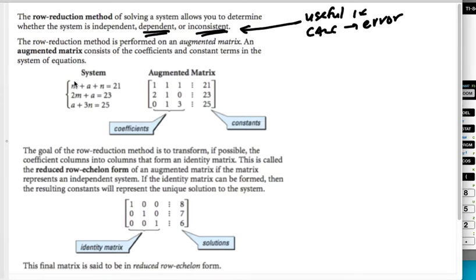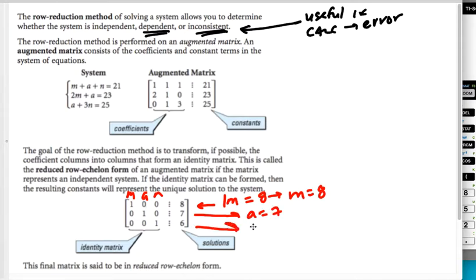So you can see in this problem that the variables were m, a, and n, right? So m, a, and n. So what this top row actually says is 1m plus none of the other two letters equals 8. Well, look, that tells me that m is an 8, right? The same thing with the second row. It tells me that a must be a 7, and the third row tells me that n must be 6, right? So essentially that's what this gets us, and that's called reduced row echelon form.